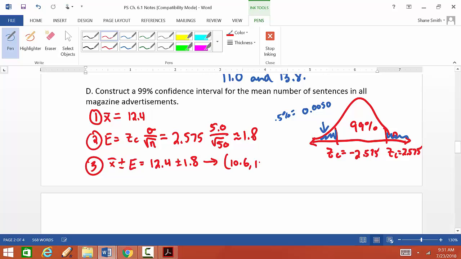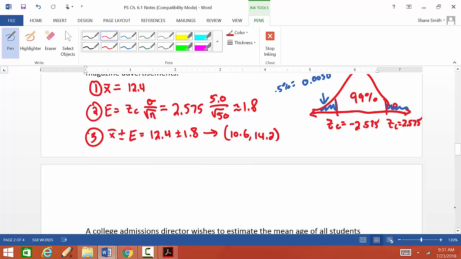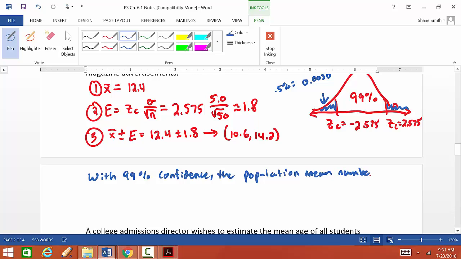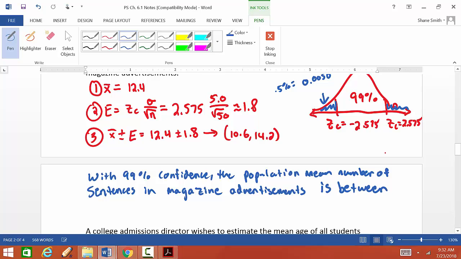That becomes 10.6 to 14.2. So we say with 99% confidence, the population mean number of sentences in magazine advertisements is between 10.6 and 14.2.